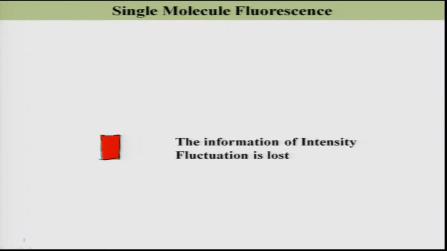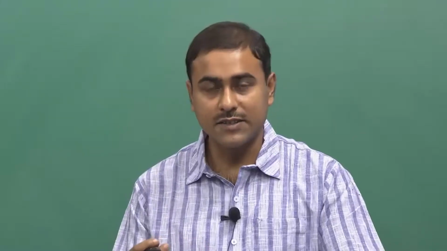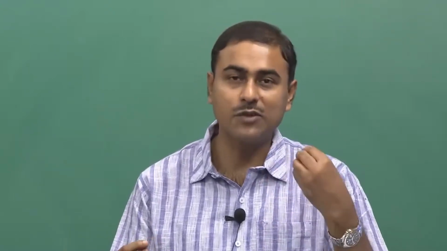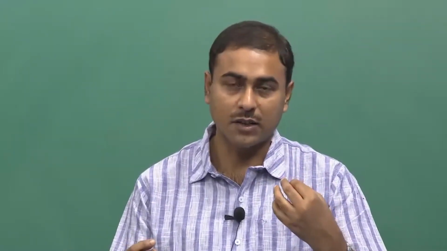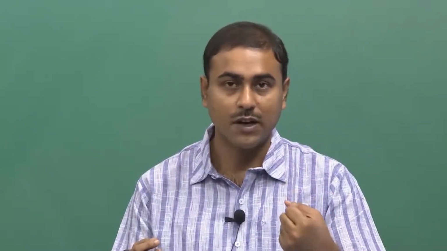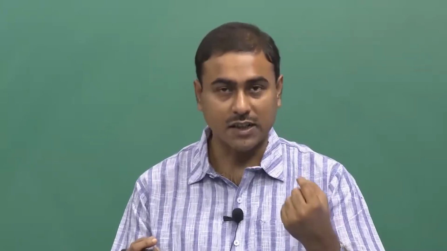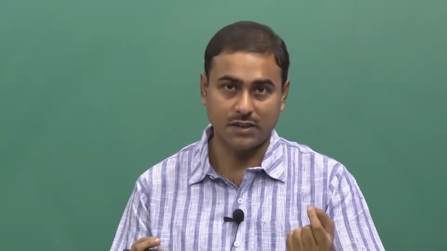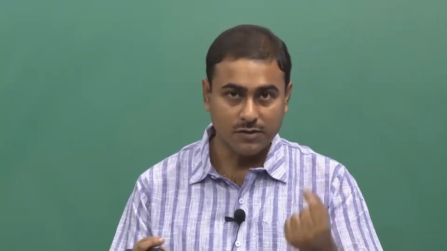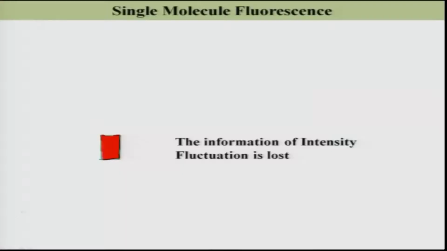So, in this case, what is the solution? I cannot see these molecules in an ensemble average picture, not together. If I see all these biomolecules together, then I will lose important information, that is the fluctuation of the fluorescence intensity with time. What I have to do is see these biomolecules individually, and that is my goal. How to achieve that is what we are going to discuss here.